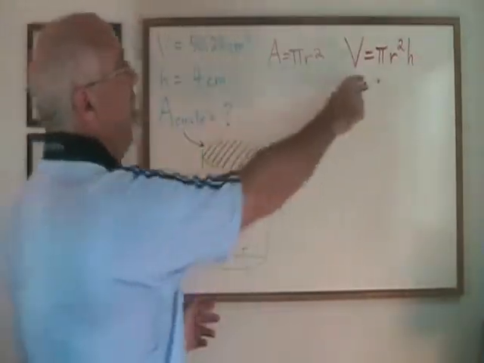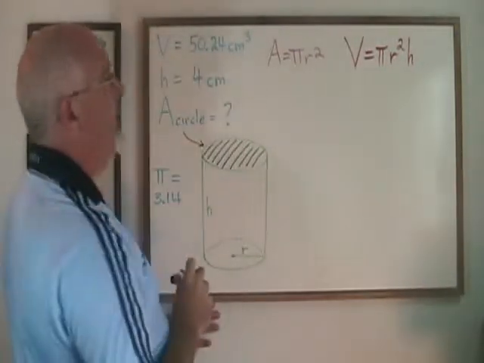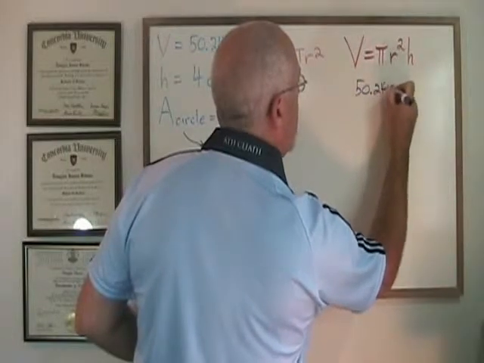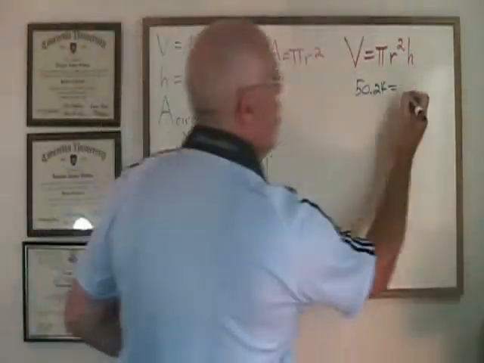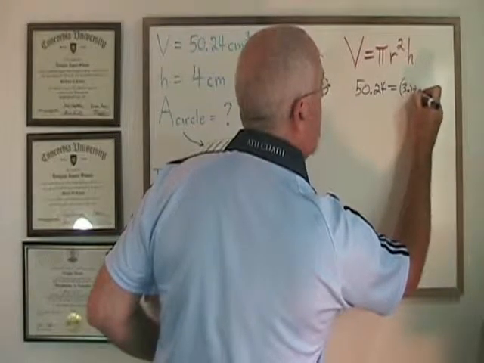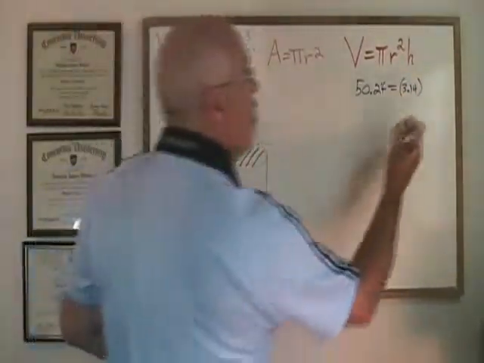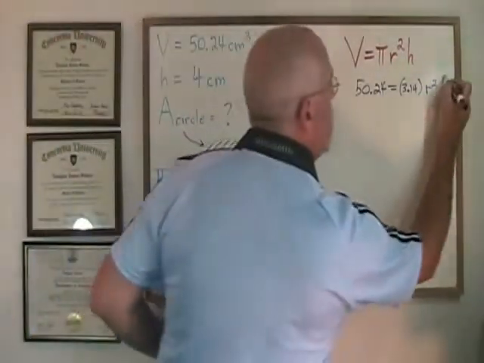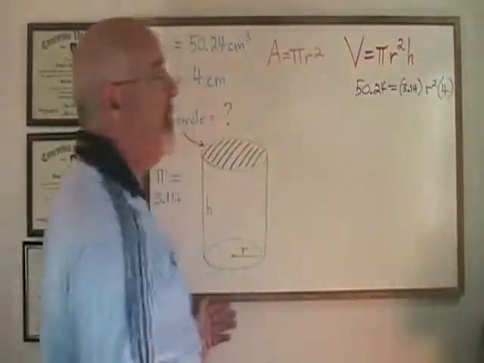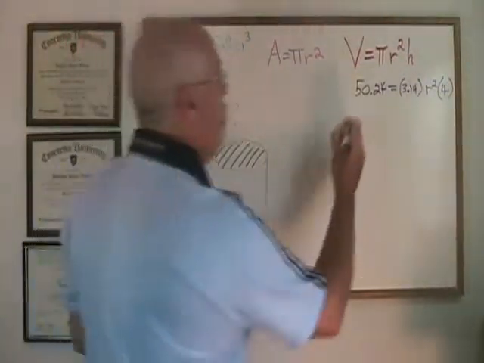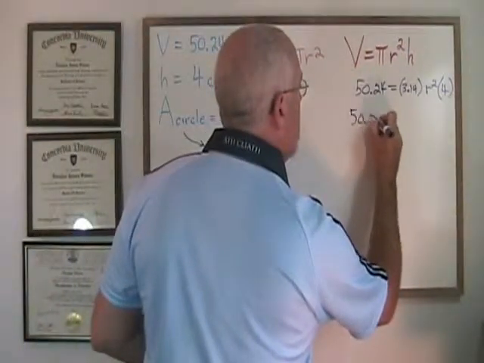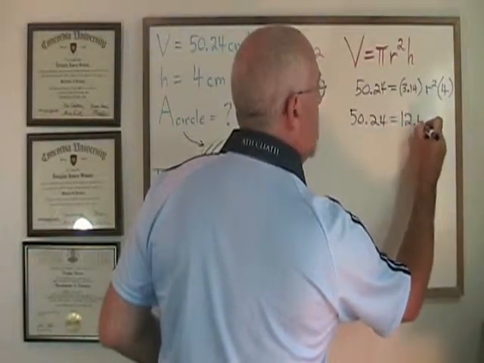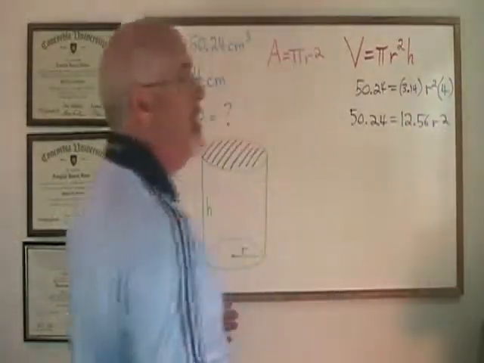Plugging the numbers we have into this formula, the V is replaced by 50.24. Pi is 3.14. The r squared is our unknown, and h is 4. Simplifying, we multiply 4 by 3.14, and we get 12.56. R squared is still there.